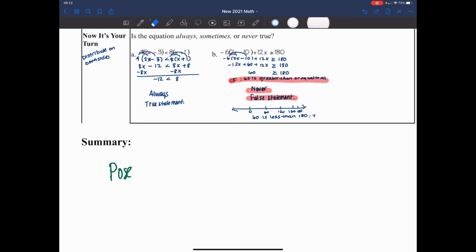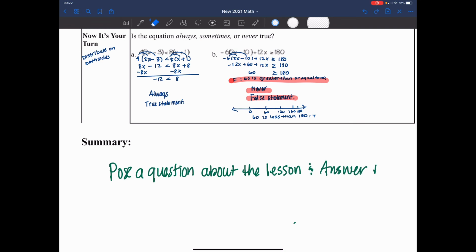So basically what I want you to do is I want you to pose a question about the lesson. And I want you to answer the question in the summary. That's what you do in the summary. A lot of you are turning in notes without the summary, and that's not what we want. So you're going to ask a question in the lesson, and you're going to answer the question in the summary.